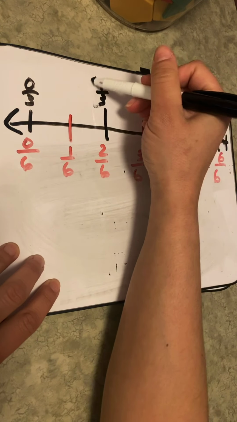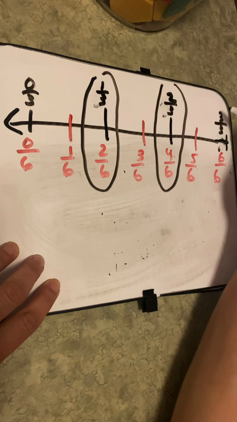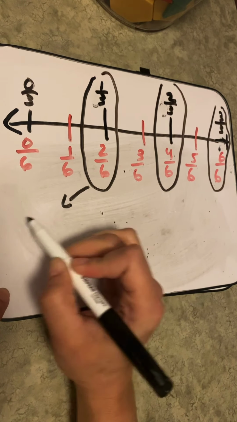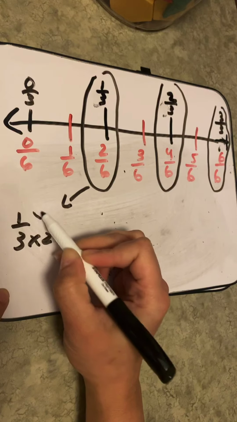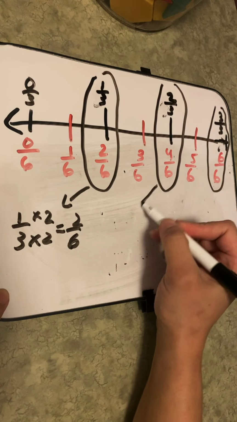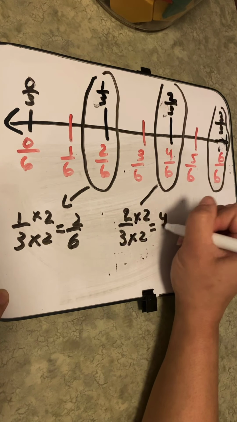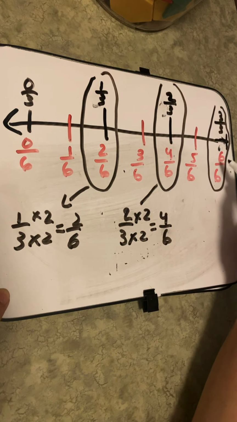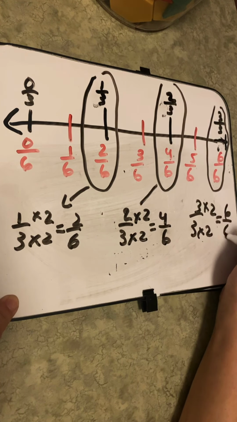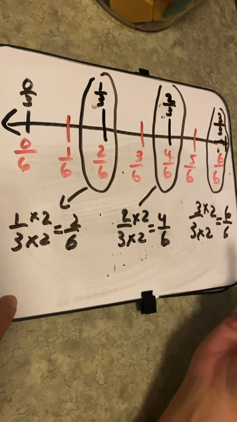So you can see that with 1/3 and 2/6. You can see that with 2/3 and 4/6. And you can see that with 3/3 and 6/6. Okay, and again, you can prove it by doing the multiplication strategy. So if you do 1/3 times 2 on top and bottom, you get 2/6. If you do 2/3 times 2 on the top and bottom, you get 4/6, like right here. And then this one, if you do 3/3 times 2, you get 6/6. So you can see that the relationship between these fractions is that they're equal to each other.